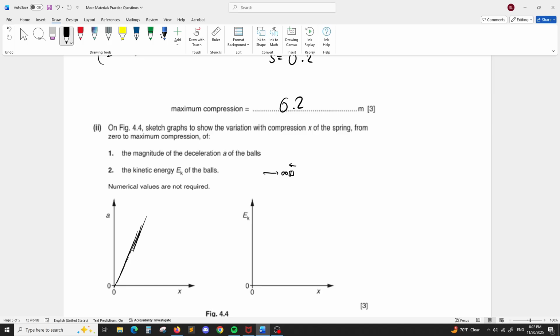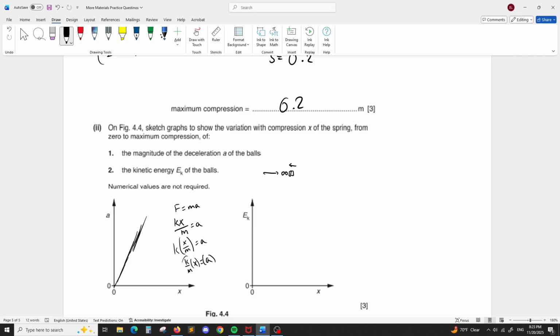Another way to think of it is, I'm just going to say force is equal to ma, right? So force in this case is equal to kx, Hooke's law, divided by m is equal to a. It's just a linear relation. K over m is the constant, multiplied by x is equal to a. So this is the x variable, this is the y variable, and this is the slope. And this is linear.